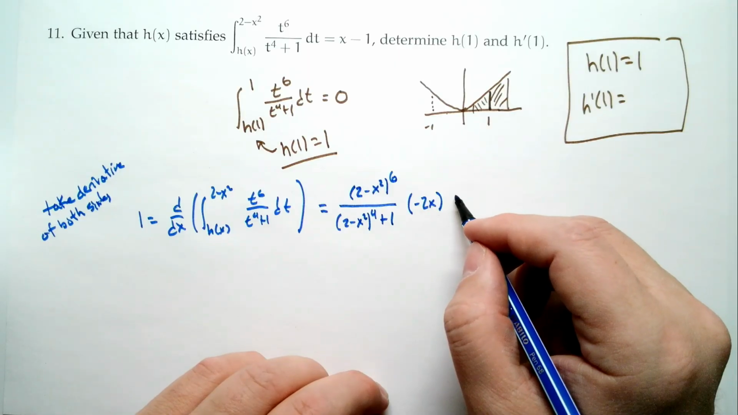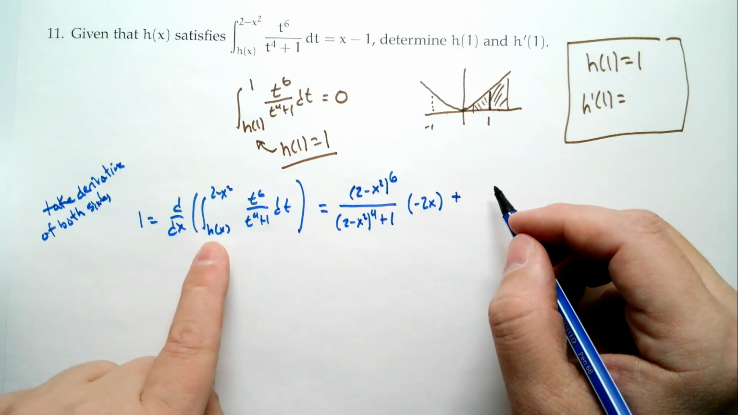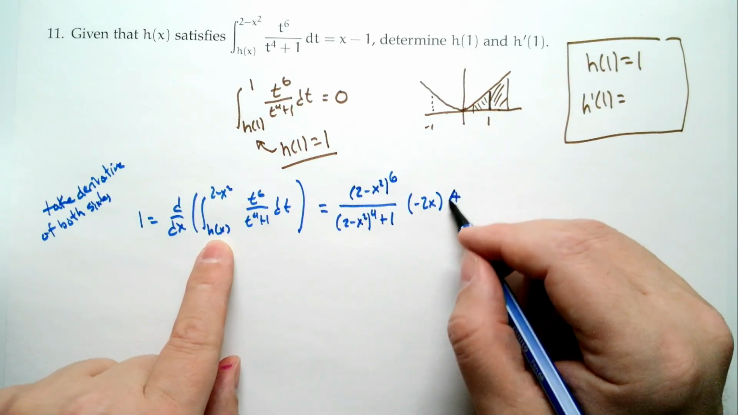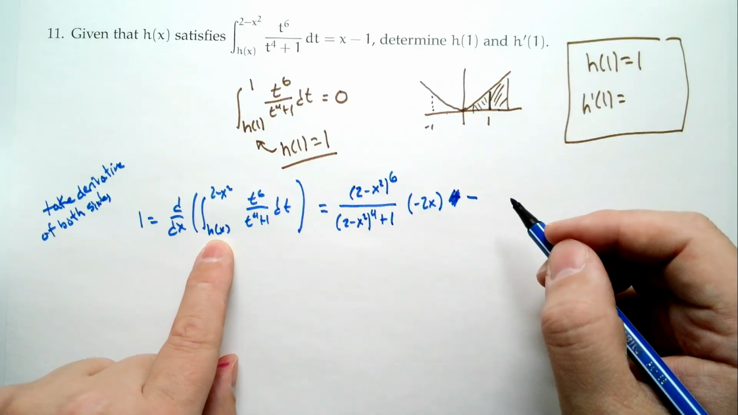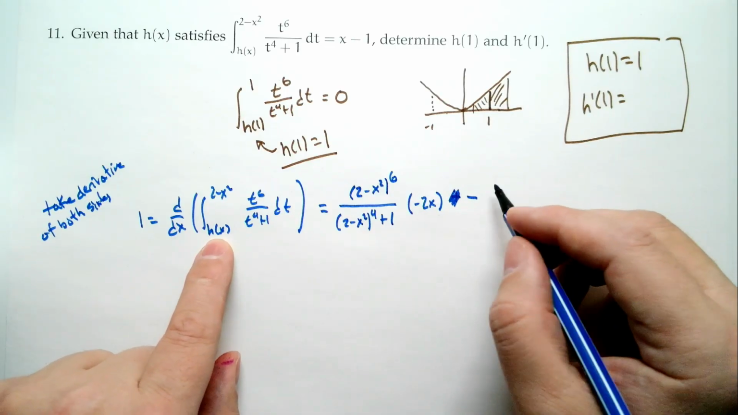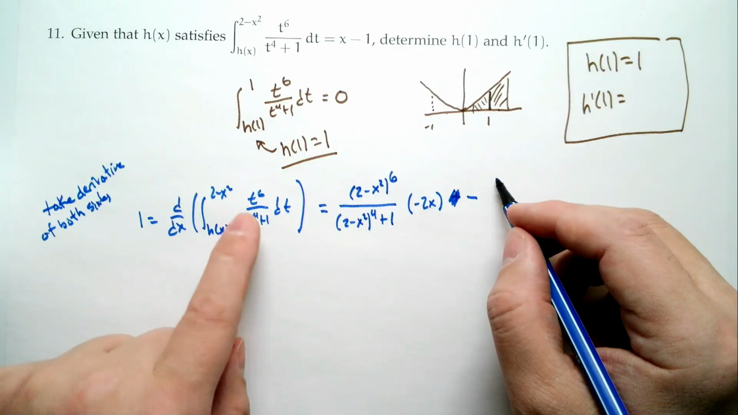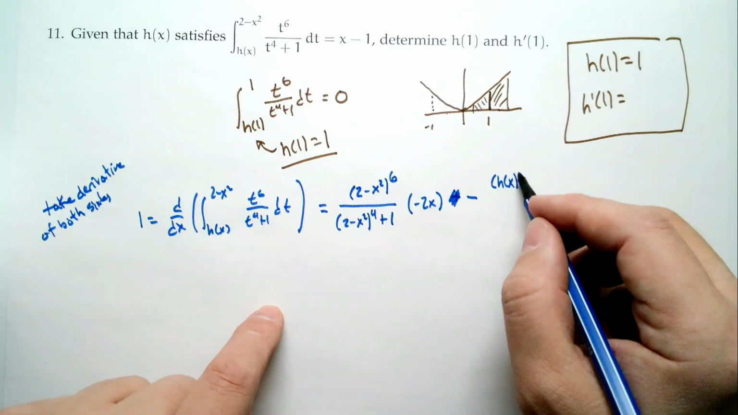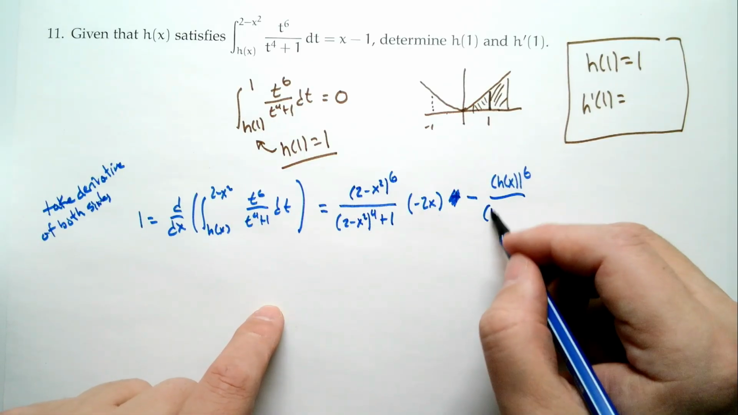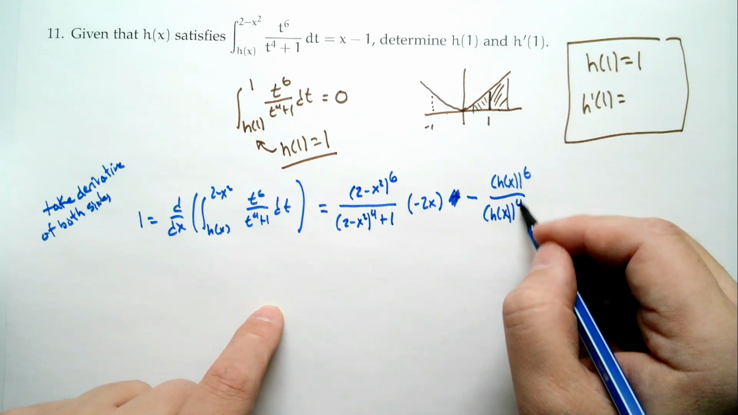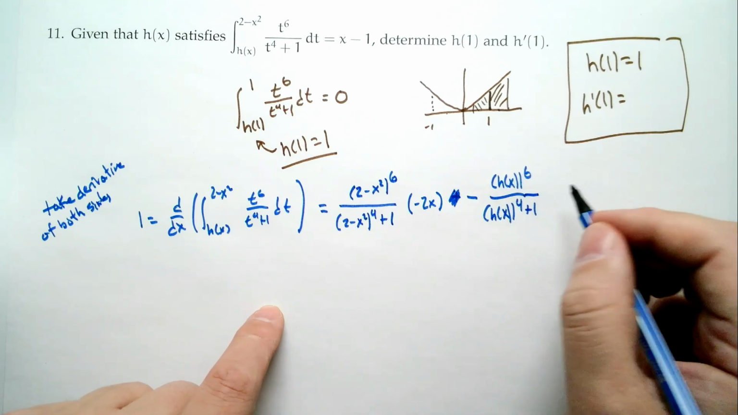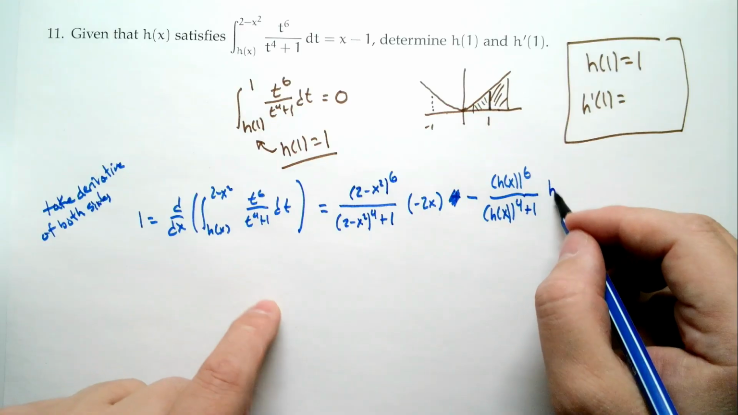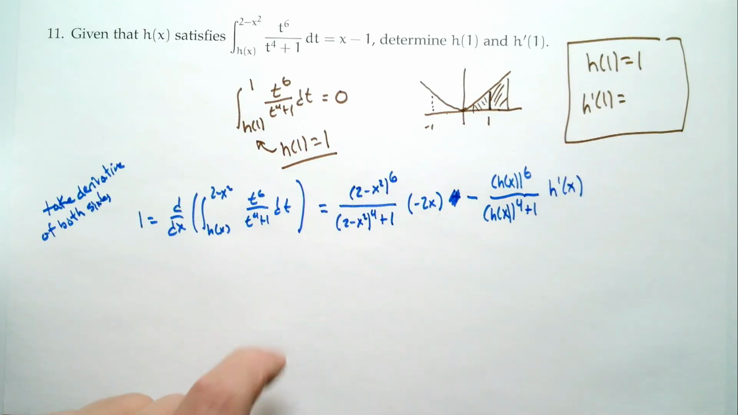Then we're going to add to that. We plug in the bottom function, sorry, not add, whoops, subtract, because it's top minus the bottom. Subtract, plug in h of x. So h of x to the 6 divided by h of x to the 4th plus 1 times the derivative of h of x, which is h prime of x. So we're taking the derivative of both sides. Now we plug in x equals 1.